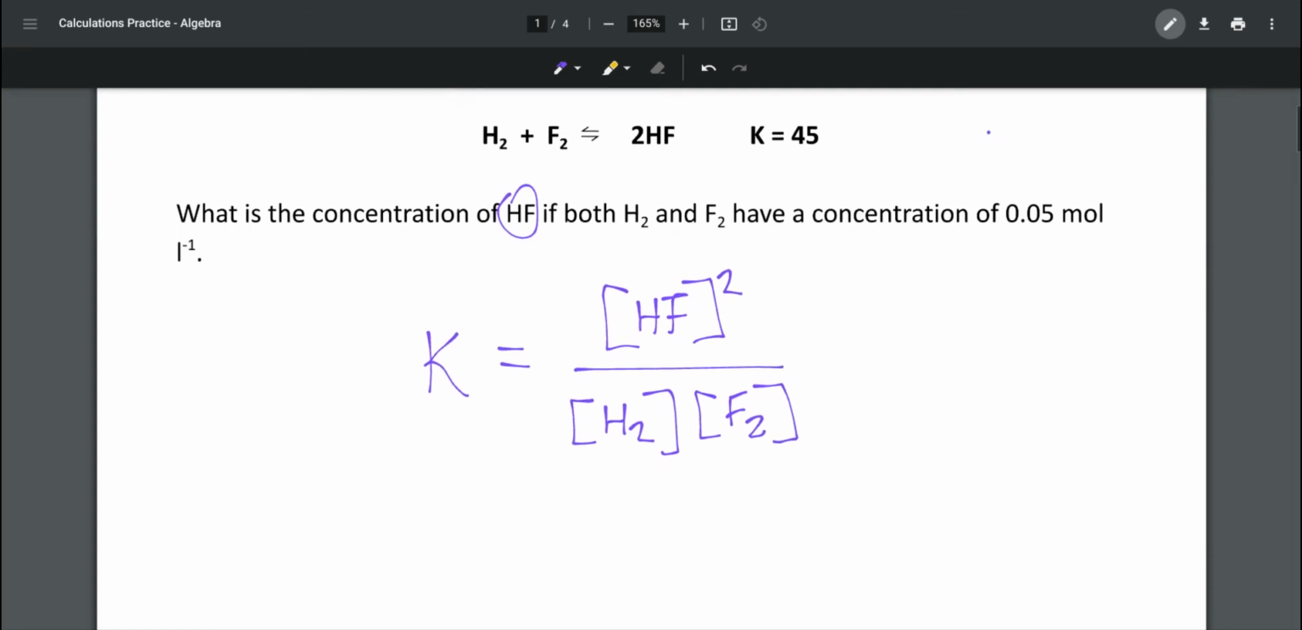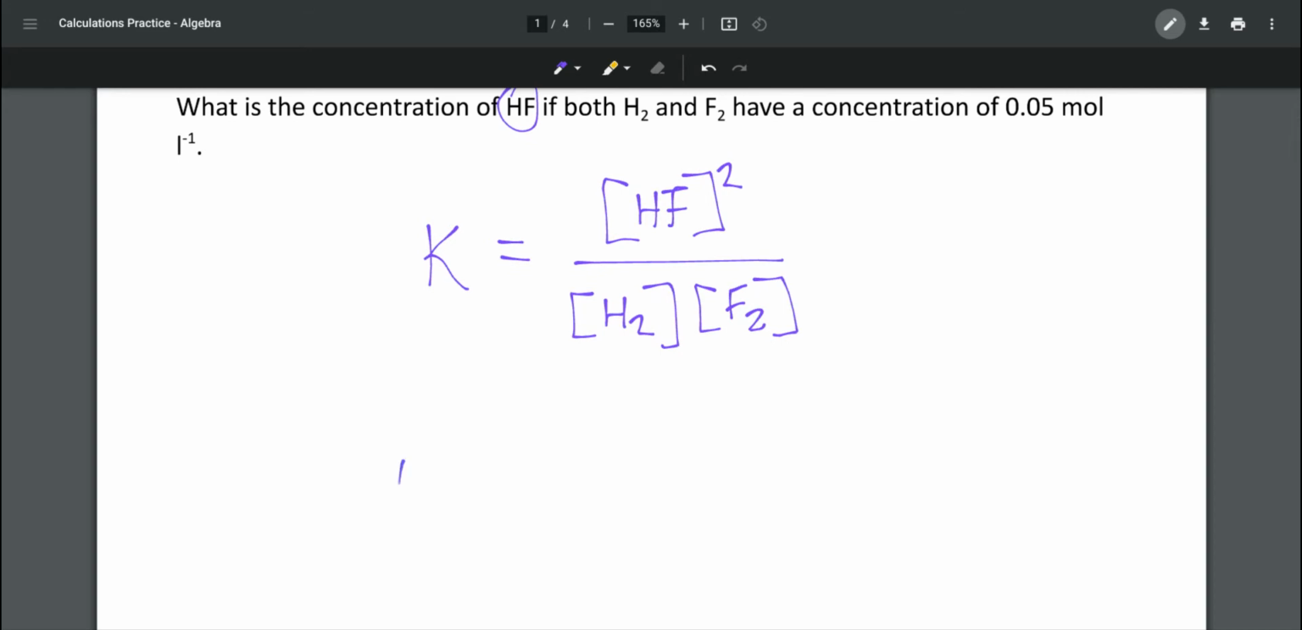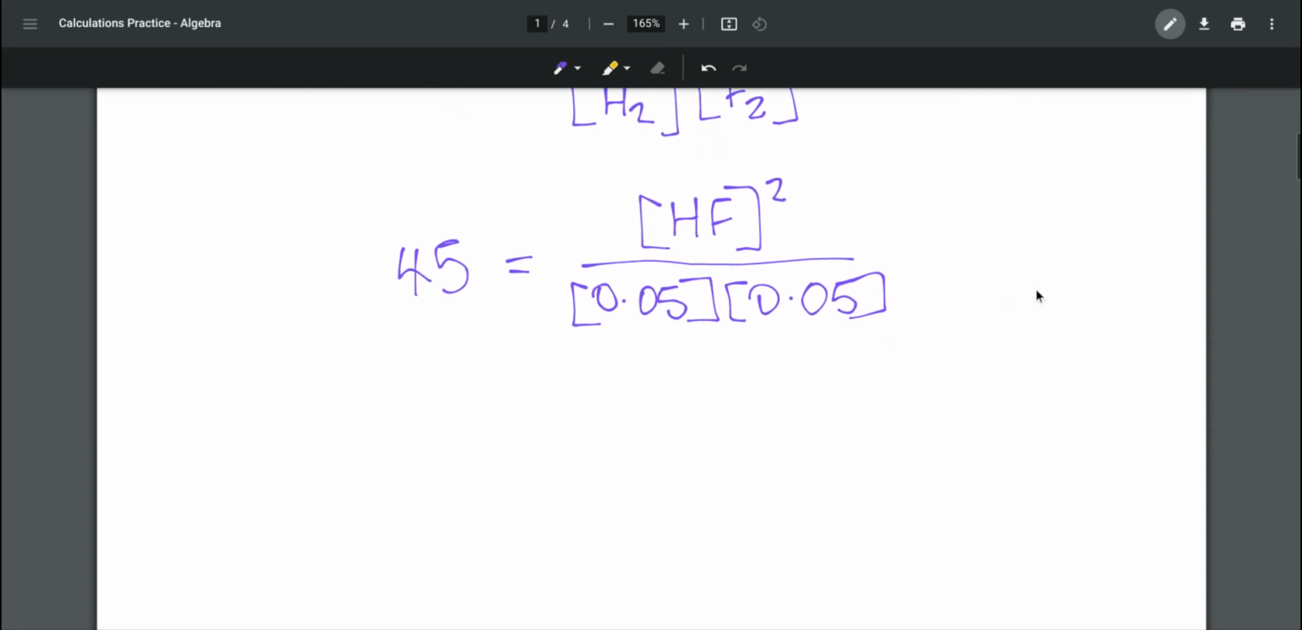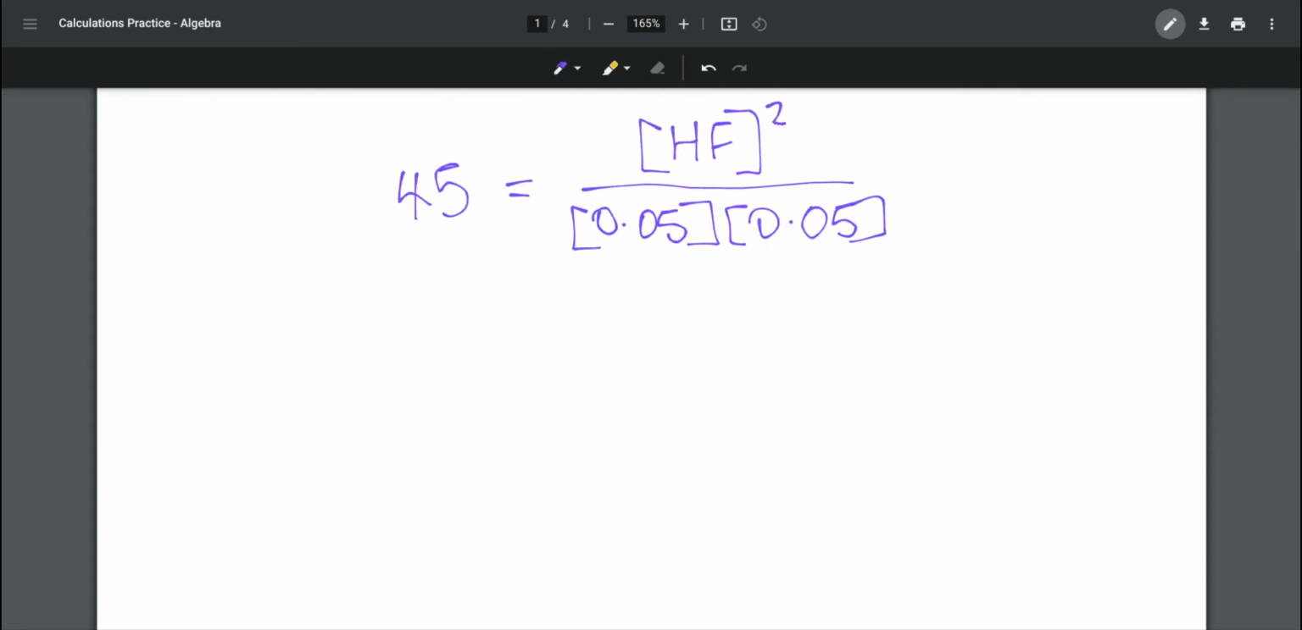Now what we do is we just substitute in the values that we know. So we know that K is 45. We don't know what HF is, that's what we're trying to calculate. But we do know that H2 and F2 both have a concentration of 0.05. Now, people are probably going to do this a wee bit differently, and that's fine, but I would first of all make that a nice number at the bottom. So if you multiply 0.05 and 0.05 in your calculator, you get 2.5 times 10 to the minus 3.